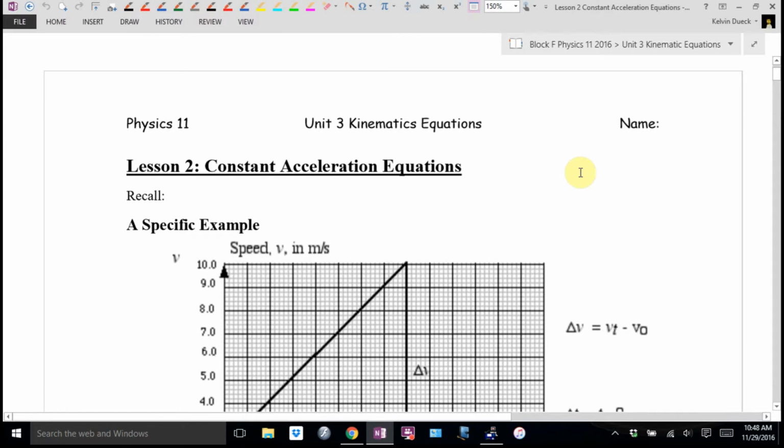I called this the constant acceleration equations. It should be called Science 10 done properly. I'm really not a fan of the way they teach acceleration in Science 10. We're going to start off with just a specific example to let you know that this does all still tie in to all the graphing that we did.